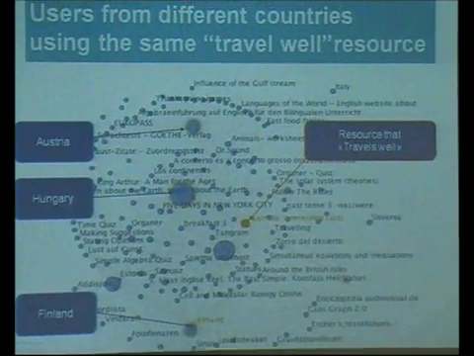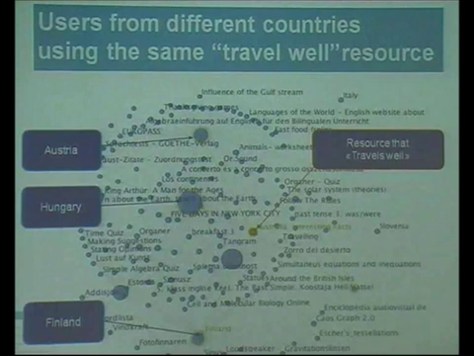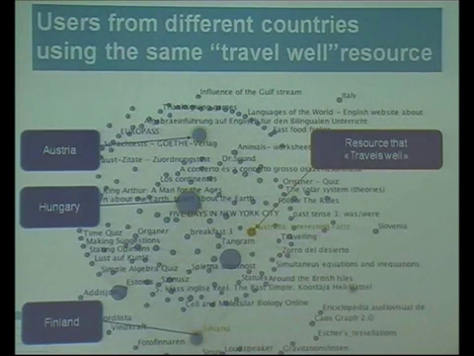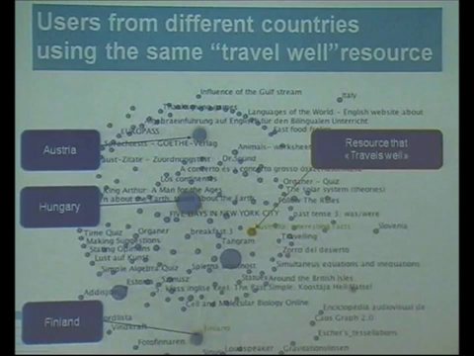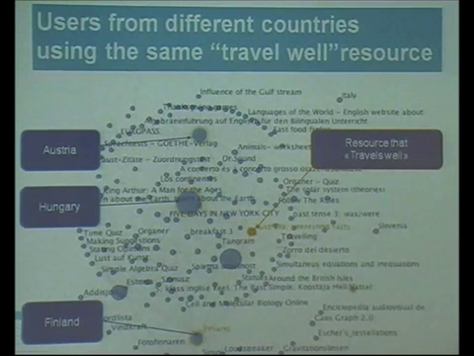What the portal is trying to do is mainly to promote resources that can travel well, which means resources that can be used by teachers from different countries. For example, a chemistry resource done by a teacher in Hungary, but that can travel well, can travel to other countries, for example, Austria or Finland.